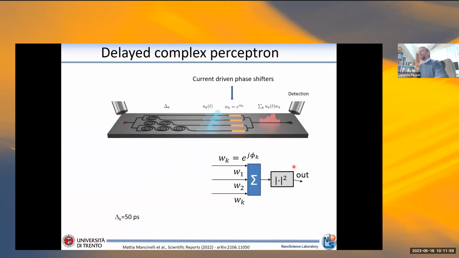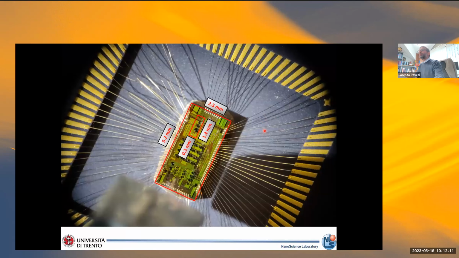Then in the detection, we get the nonlinear square function that allows us to achieve the desired output. So this is the device, and it is integrated in a very small photonic chip circuit. We have all the lines here, the metal wires used to inject the current into the neural network. Then I will show you one application of this very simple device that performs very well.